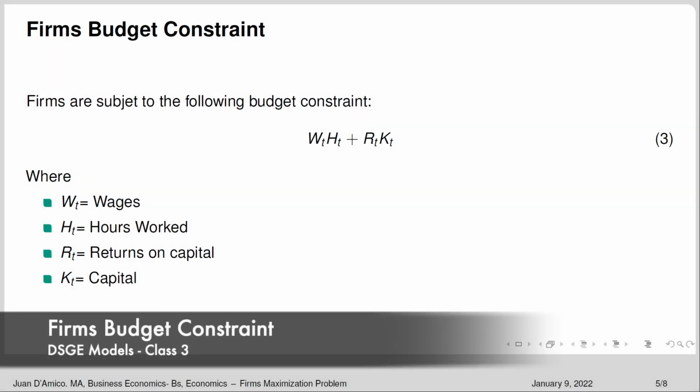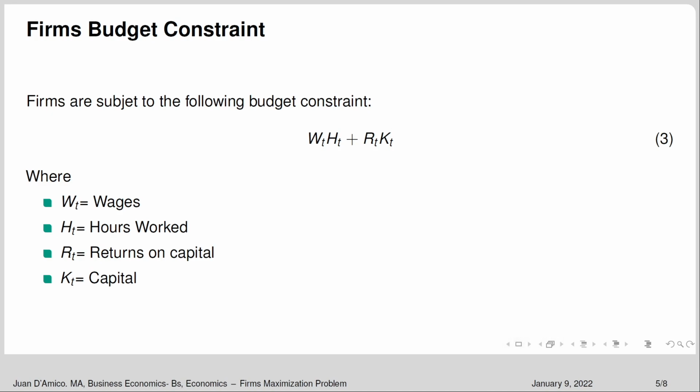Let's take a look at the firm's budget constraint. We have mentioned the firms are going to be producing output, they will demand labor and capital, but then they have to pay for these inputs, right? So for each hour of labor or work that they are getting from the families, they are paying a wage. And for every unit of capital they demand from the families, they are going to be paying a return. So basically, this is going to be the budget constraint of the firms, the salaries and the returns that they are paying on capital.